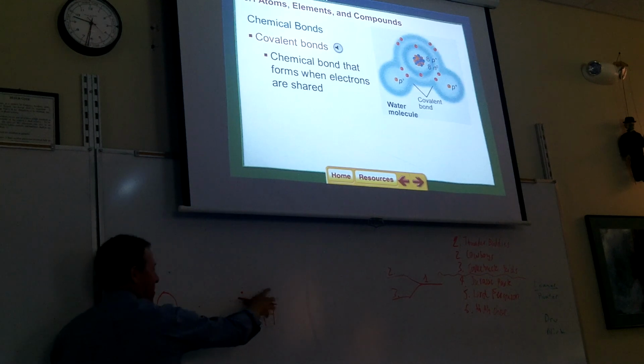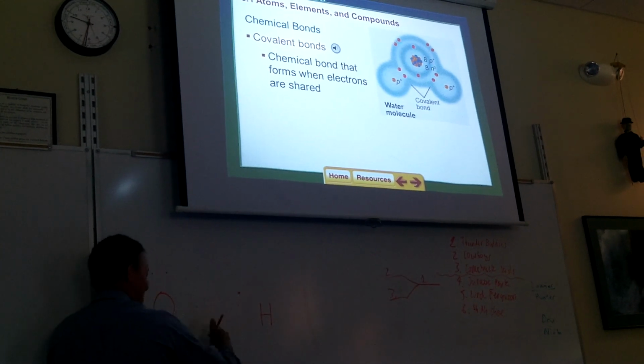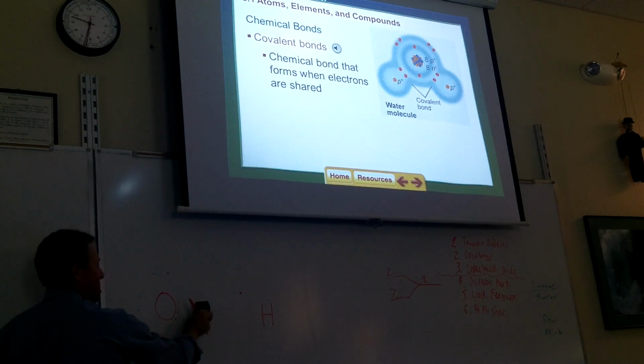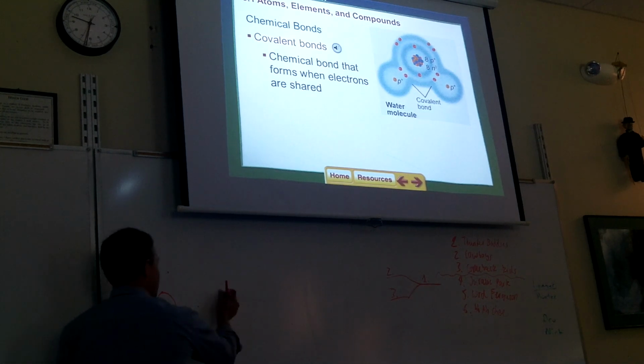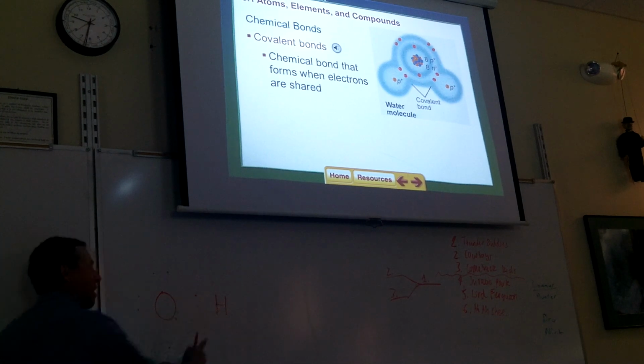So whenever an oxygen atom comes near a hydrogen atom, they combine with one another. They share their electrons. So this 1 that oxygen has will share with this hydrogen, and the hydrogen will get real close to the oxygen and they'll share their electrons. We call that a covalent bond.